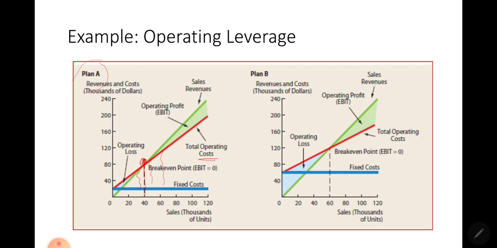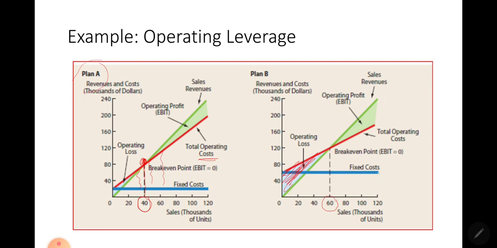So for plan B you can clearly see that because the fixed costs are more, it takes more units to break even. So plan A breaks even at 40,000 units, but for plan B they need to produce at least 60,000 units before they can break even. So till 60,000 units they are unable to cover their operating costs. They are in loss in this region, which is a larger region compared to your plan A. And over here the green region is your operating profit in this case.